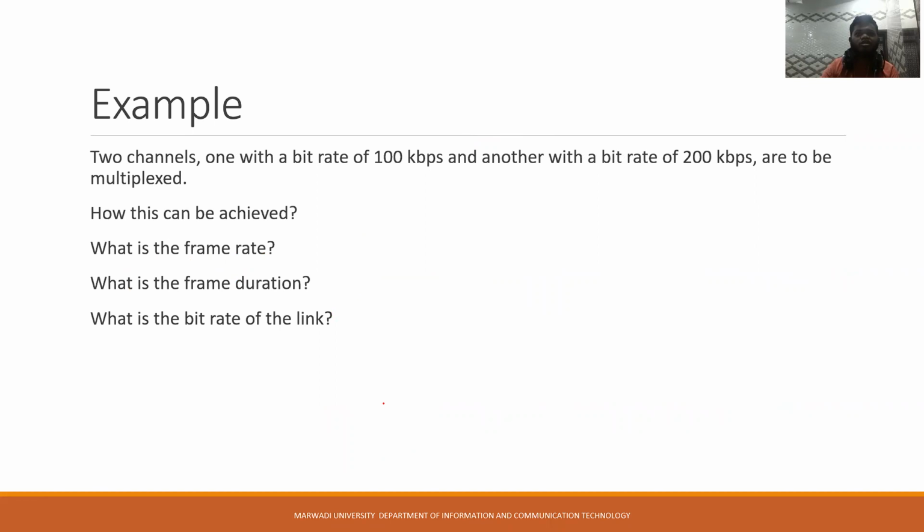So we have one more example here. This is related to data rate management. Two channels, one with a bit rate of 100 kbps and another with a bit rate of 200 kbps, are to be multiplexed. How can this be achieved?